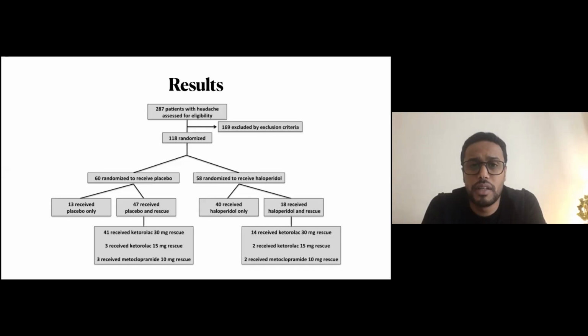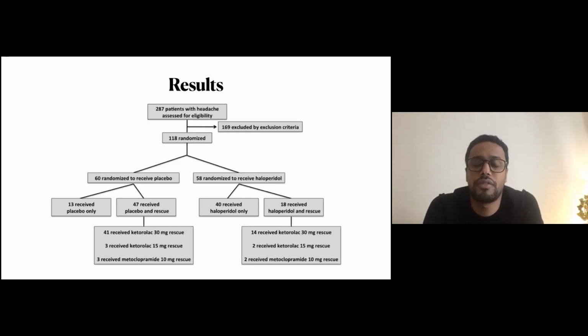They involved 287 participants, and those who fulfilled the criteria were 118. They divided them into two groups. One received a placebo with 60 participants, and 58 received Haloperidol. If there was no 50% reduction in the VAS score at 60 minutes, those patients received rescue medication like ketorolac and Maxeran.